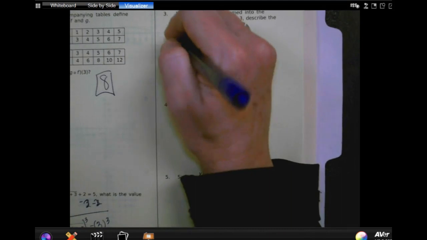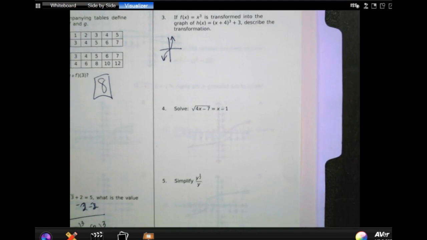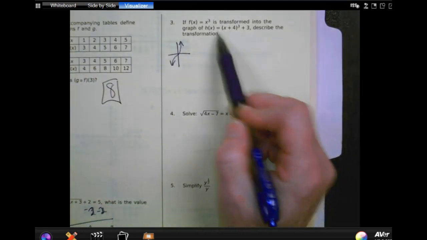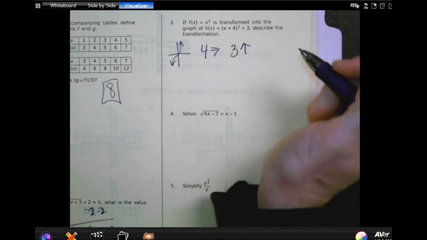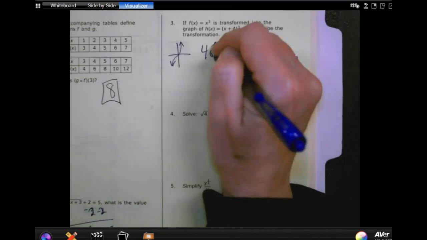So for number 3, if f of x is the cubic, so first of all, the cubic looks like this. That's the cubic. So it's transformed. First of all, what are the transformations here? 4 to the left and 3 up. Oh, I said left and drew right. There we go. Thank you. So we go to the left because it's a plus, and then we go up 3.